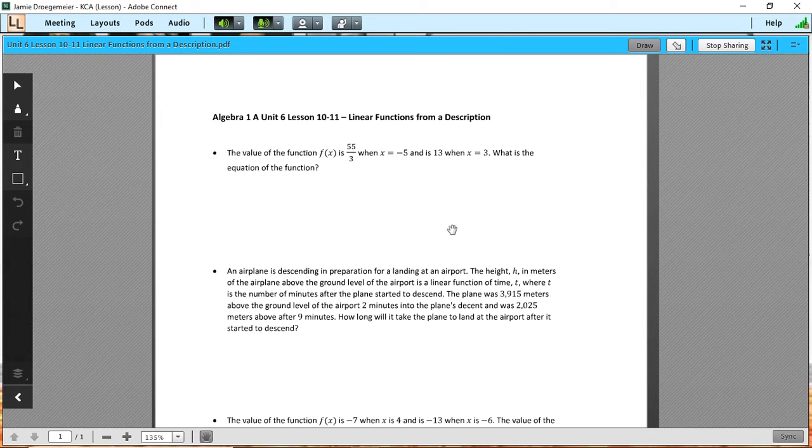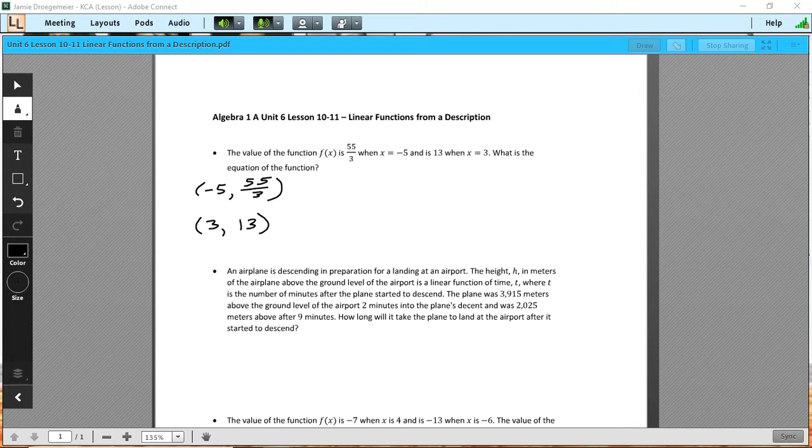It says the value of the function f of x is 55 thirds when x equals -5. So we can think of this in terms of an ordered pair. So when x is -5, f of x, or y, is 55 thirds. And it's 13 when x equals 3. All right, so we have these two ordered pairs. We want to know what's the equation of that function.